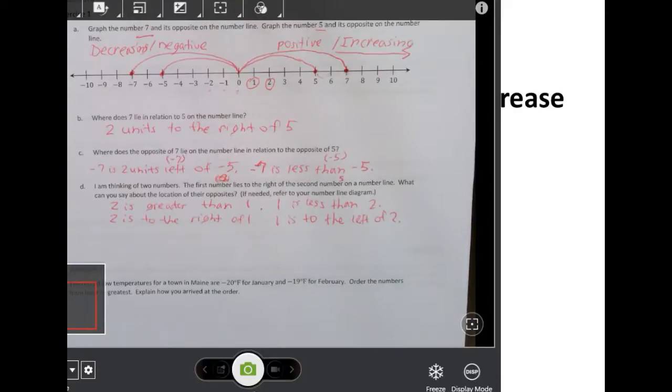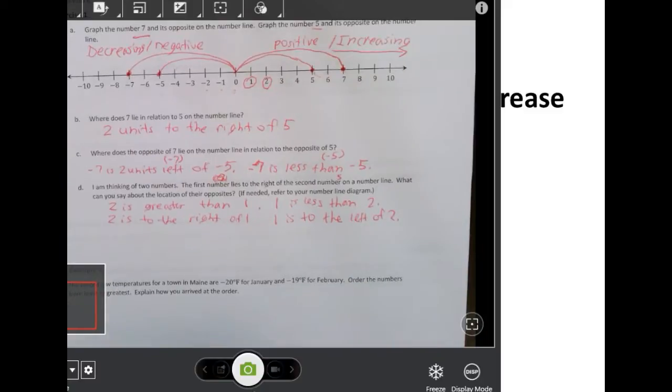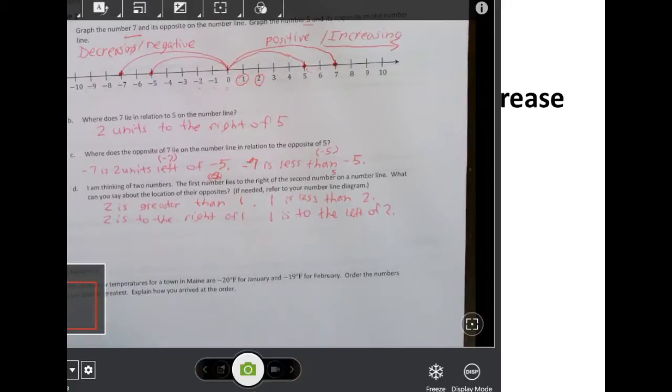The record low temperatures for a town in Maine are negative 20 degrees for January and negative 19 degrees for February. Order the numbers from least to greatest. Explain how you arrived at the order. So here's a particular problem that represents real life. In this situation, you might want to use a vertical number line since it is measuring temperature. Many times in real life, they actually use thermometers, which are vertical number lines. So let's create a vertical number line for this situation.